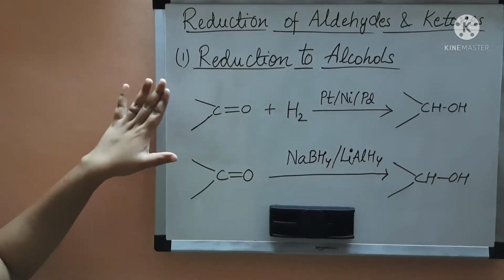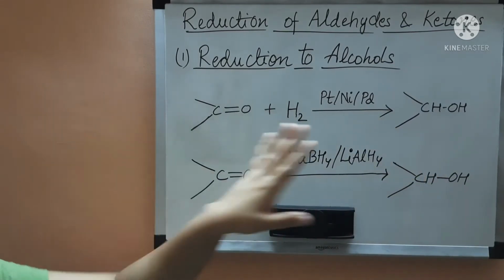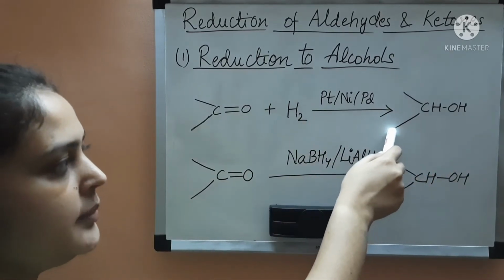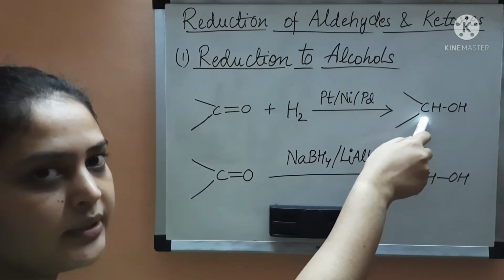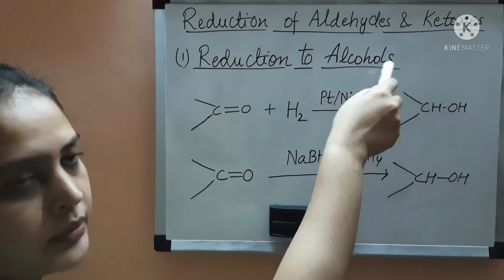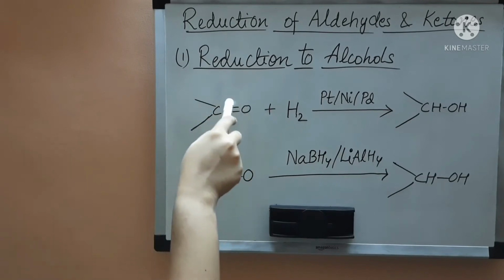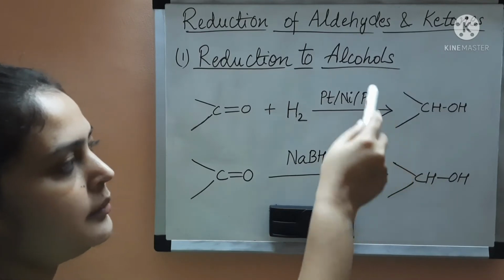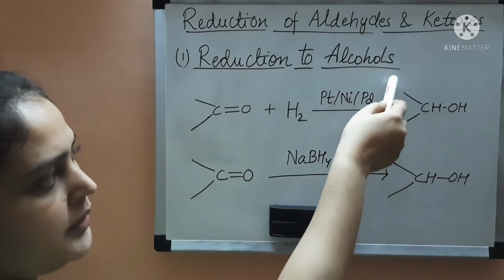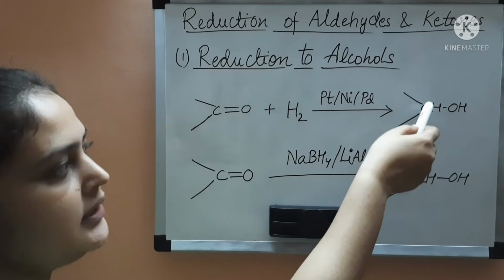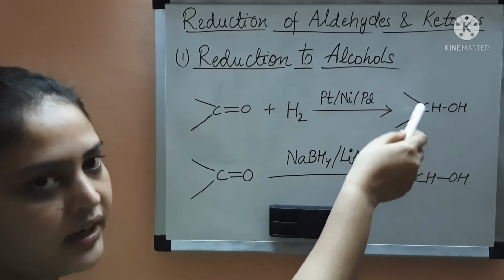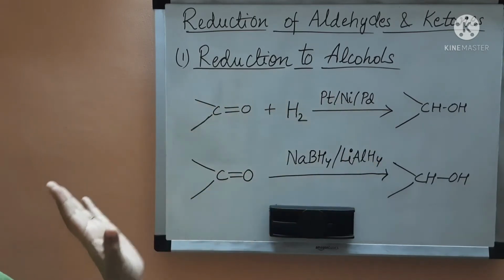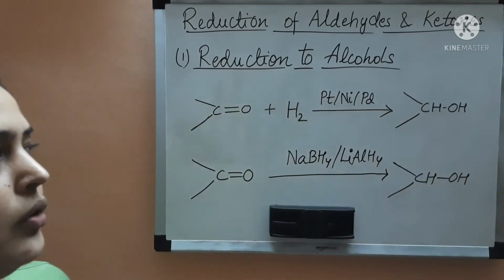Now if your carbonyl compound is an aldehyde, then you will get the primary alcohol because here there will be a hydrogen atom. So your alpha carbon atom is attached to only one alkyl group. But if it is a ketone, then what will you get? You will get a secondary alcohol because there will be both the alkyl groups on the carbon atom. So this was about the catalytic hydrogenation to get the primary or secondary alcohol.